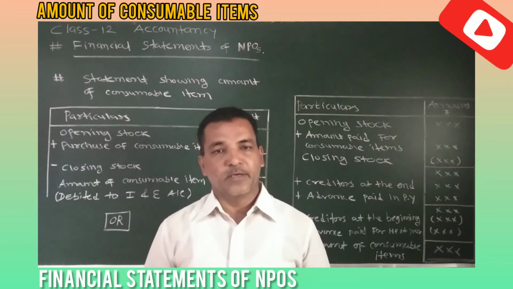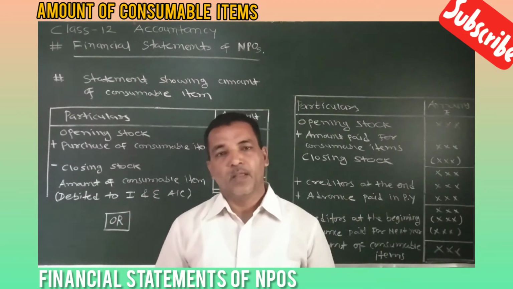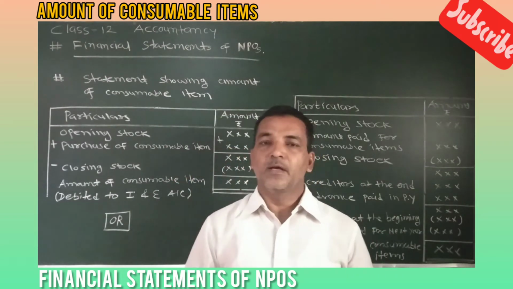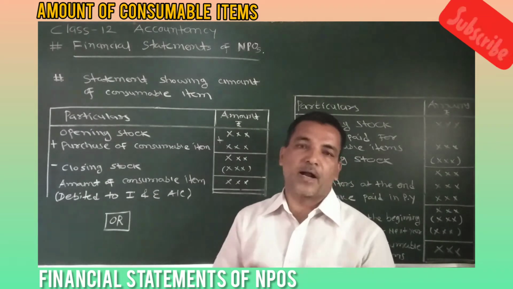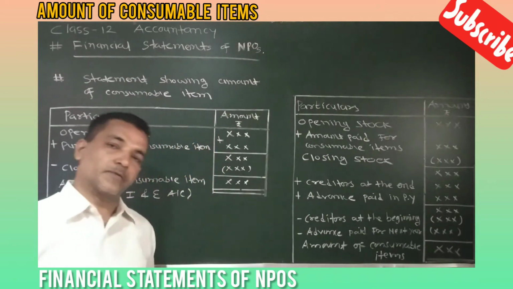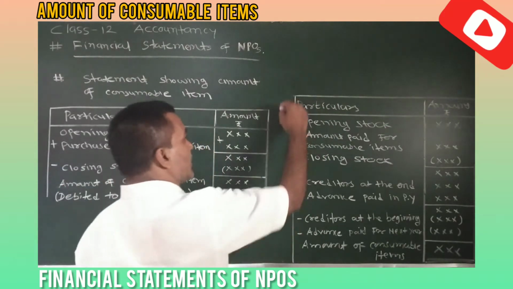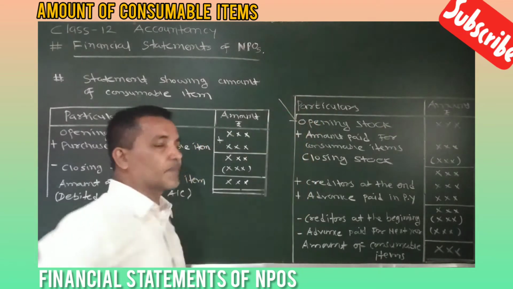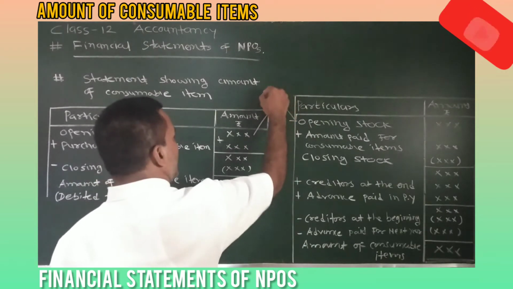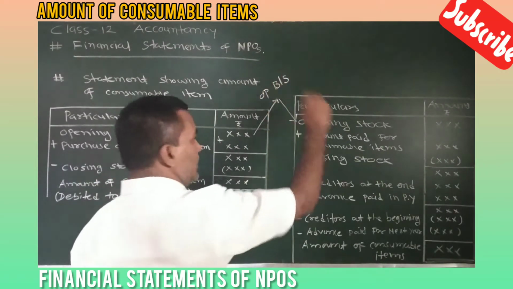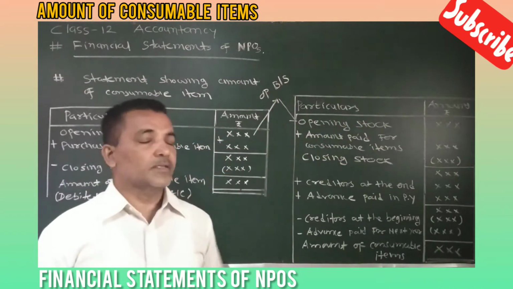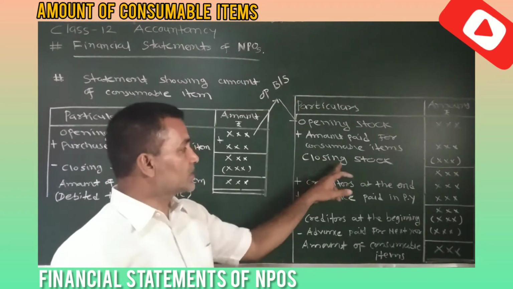If you want to follow this method, then you have to prepare this type of statement, or it can also be found by preparing account. That also we will see here. Now, how to give the accounting effect? So remember, when you are preparing a balance sheet in a full-fledged question, then if the opening stock of consumable item is given, then opening stock of this consumable item will go in the opening balance sheet asset side.